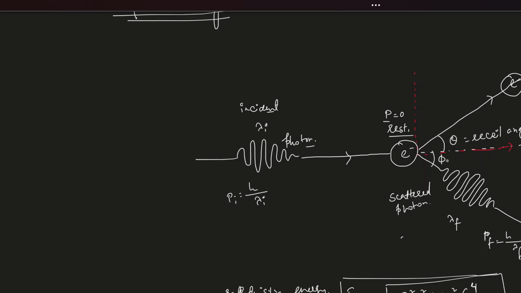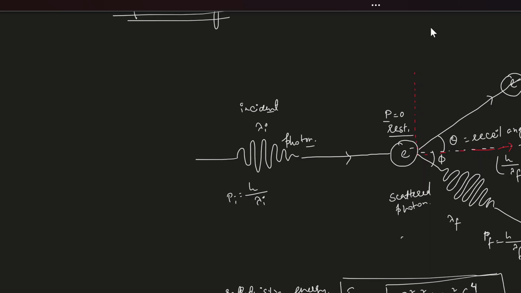Now this h by lambda f has an angle phi with the x-axis, so it will have h by lambda f cos phi as the x-directional component of the momentum from the photon. From the electron you also have p_e along this direction with an angle theta, so it will also contribute along x as p_e cos theta. So this is the net momentum component after the collision along the x-axis.